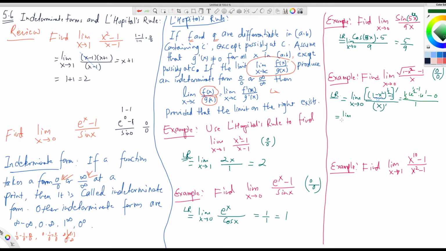Okay, let's plug in the value. Limit as x tends to 0 of 1/2 times (1 minus x squared) to the negative 1/2, because 1/2 minus 1 is negative 1/2, times the derivative of u. The derivative of 1 is 0, and then minus the derivative of x squared, which is 2x. So that is negative 2x over just 1.